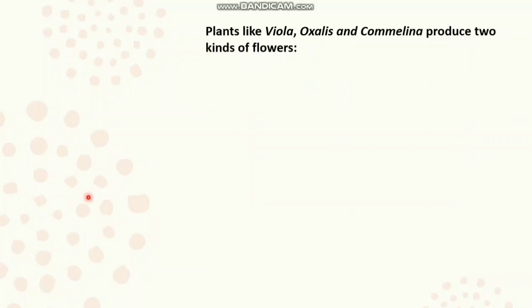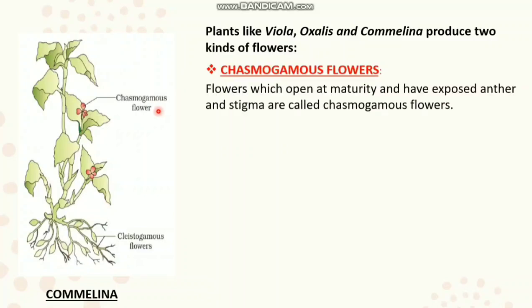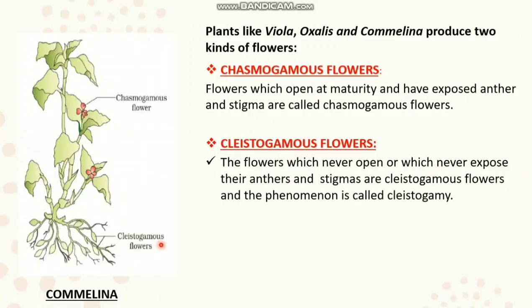Now some plants like Viola, Oxalis, Commelina produce two kinds of flowers. Here you can see the example of Commelina. The flowers which are produced by the plant above the ground are known as chasmogamous flowers. These flowers open at maturity and thus expose their stamen and stigma. The second type are cleistogamous flowers, which are produced under the ground by the plants. These flowers never open. At maturity also, they remain closed.